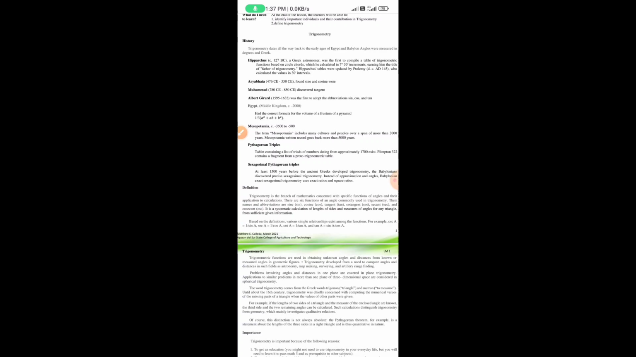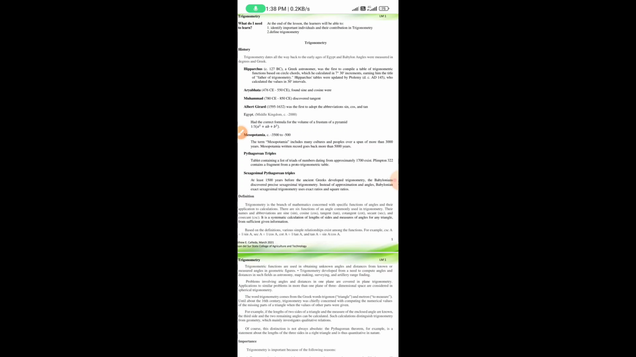Pythagorean triples: a tablet containing a list of triads of numbers dating from approximately 1,700 BC exists. Plimpton 322 contains a fragment from a proto-trigonometric table. Sexagesimal Pythagorean triples: at least 1,500 years before the ancient Greeks developed trigonometry, the Babylonians discovered precise sexagesimal trigonometry instead of approximation and angles. Babylonian exact sexagesimal trigonometry uses exact ratios and square ratios.